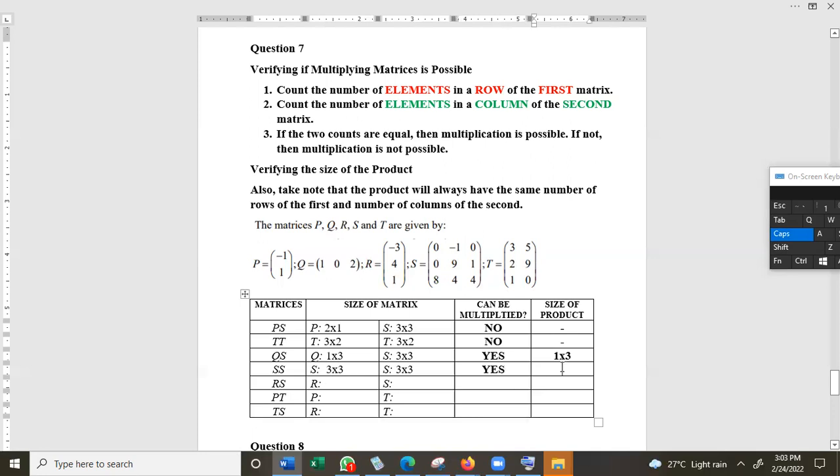Okay. And also, we know for sure the product will have the same number of rows as the first, 1, 2, 3, and the same number of columns as the second, 1, 2, 3. So it's a 3 by 3 you're going to get.